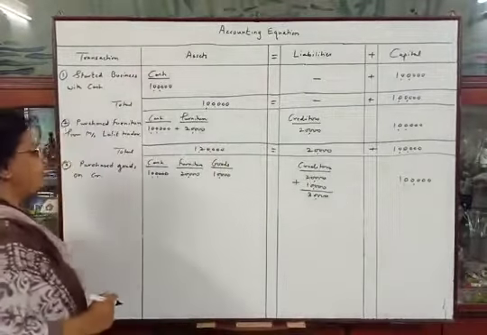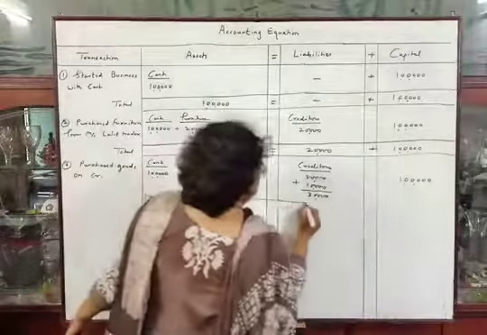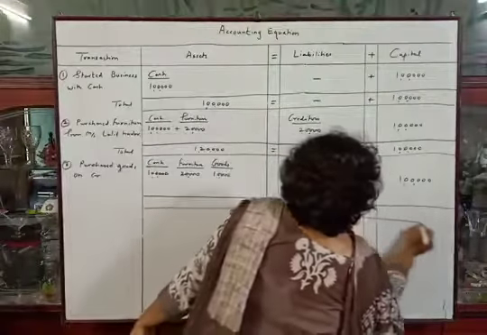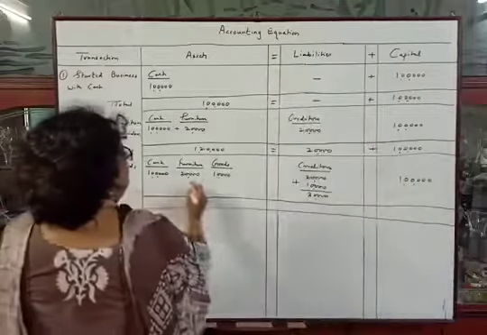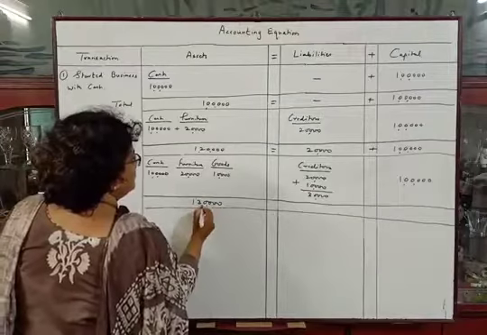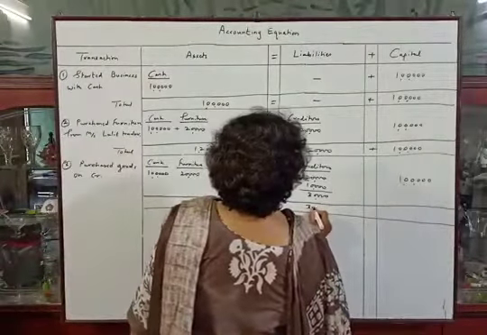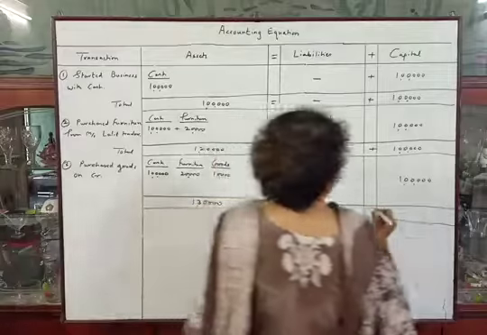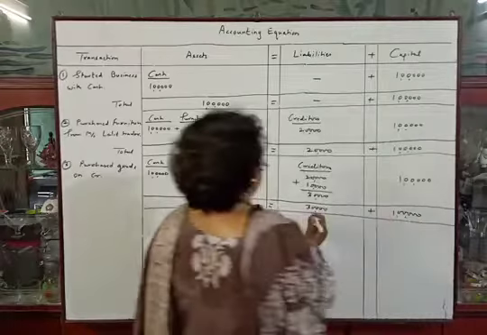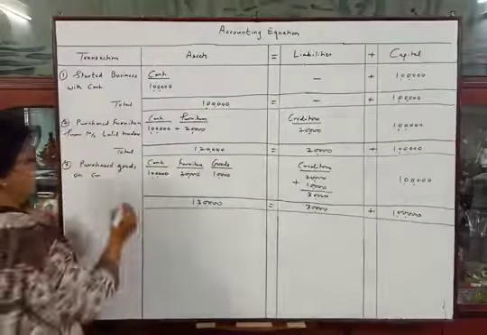Okay. Now let's make the total. Total of this side is 1,30,000 and total of this side is equal to total creditors rupees 30,000 plus capital is rupees 1 lakh. So 1 lakh plus 30,000, that is 1,30,000 is equal to 1,30,000. Okay.